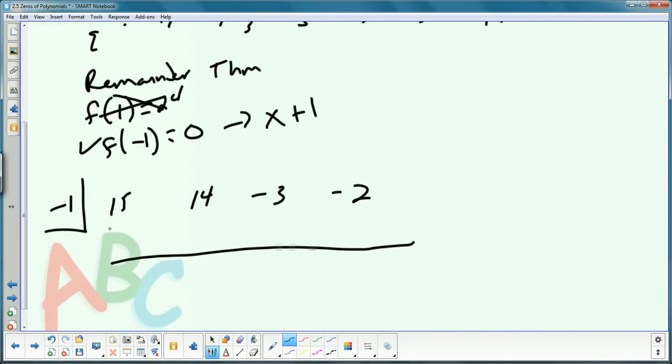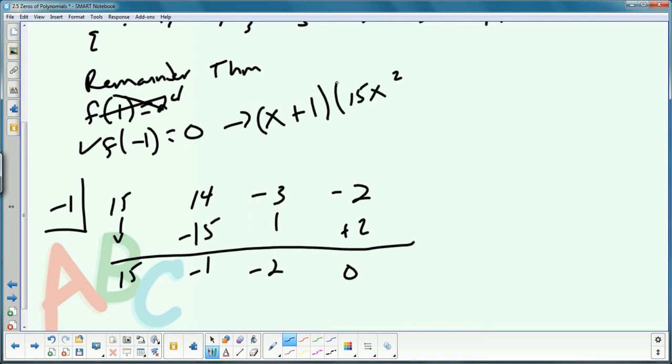So remember synthetic division from last section. I just bring down my 15, multiply by negative 1, so I get negative 15. Multiply again by negative 1, so I get 1, which gives me negative 2. Multiply by negative 1, I get positive 2, and so 0. So my other factor then would be 15x squared minus x minus 2. So I know the 0 is negative 1 because of this. Then I need to find the factors of this.